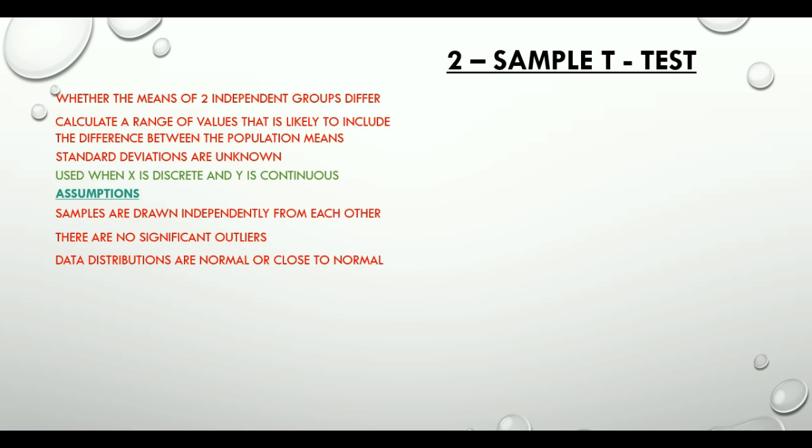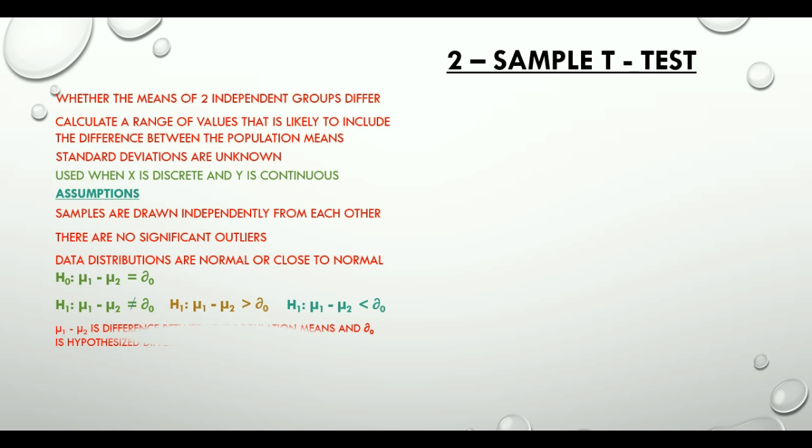Null hypothesis for a two-sample t-test is mu1 minus mu2 is equal to delta 0. An alternative hypothesis could be either not equal to, greater than, or less than, depending on whether it is a two-tailed or one-tailed test. Mu1 minus mu2 here is the difference between the population means, and delta sub 0 is the hypothesized difference.